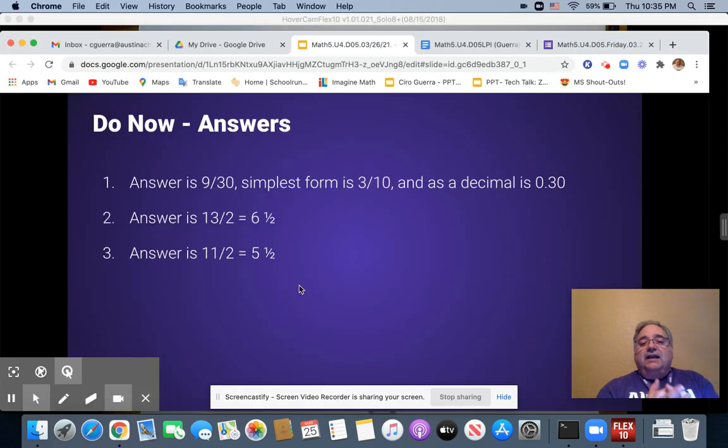Thank you for waiting. The next one, now that you got it in the simplest form, is 3/10. What is the decimal? The decimal is 3/10 or 30 hundredths. The answer to number 2 is 13 divided by 2, which is 6.5. And the answer to number 3 is 11 divided by 2, which is 5.5. Great job, guys. Let's go on with today's lesson.